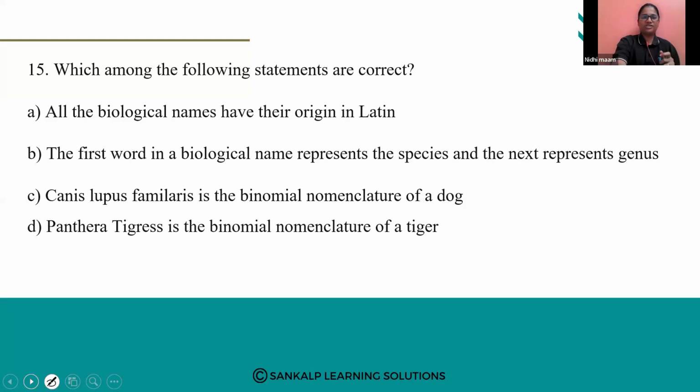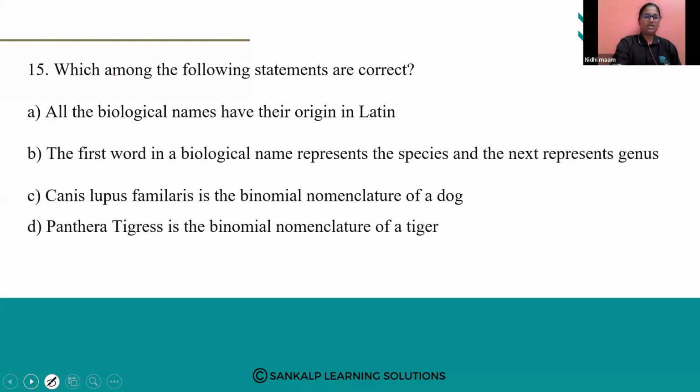Read the options properly and then answer. Vaivijya answered it. Dhavina answered it. Good. Asma Banu answered it. Kavya answered it.